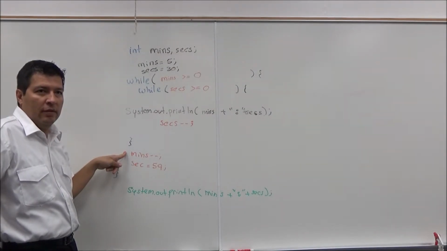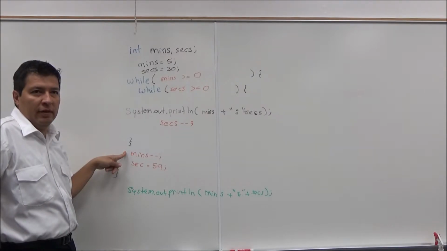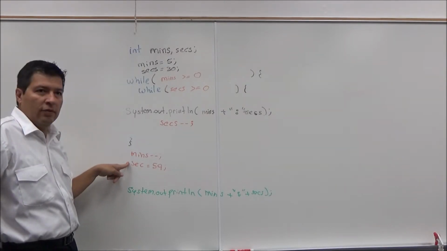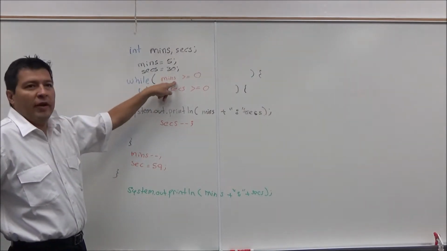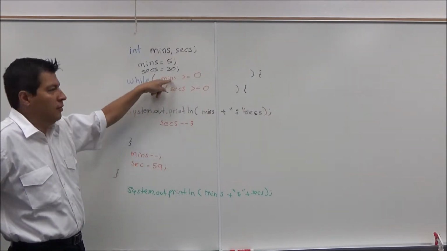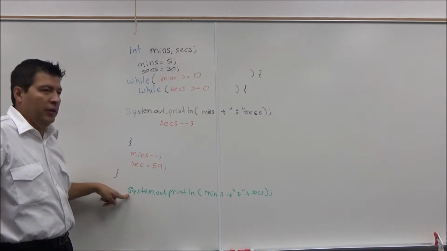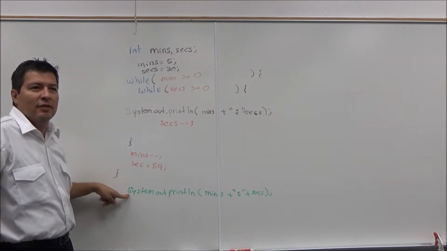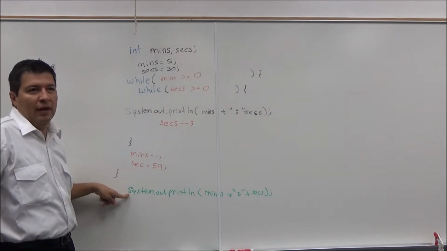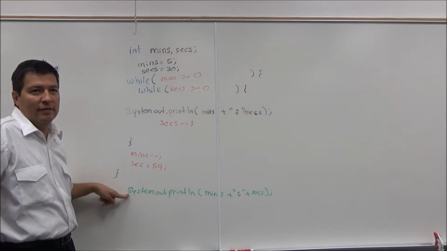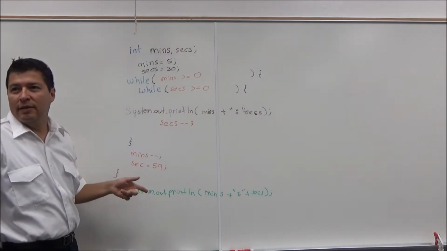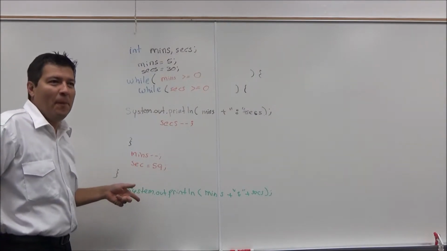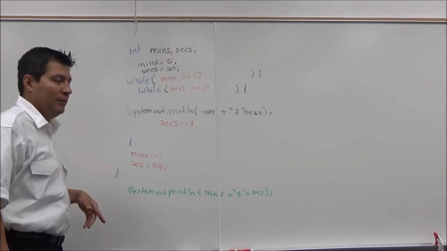A decrement. -1. Decrement, -1, right? What happens to seconds? 59. Go up. Is -1 greater or equal than 0? No. What does it print? -1 and 59. Right? That's when the bell rings. Right? Does it make sense?